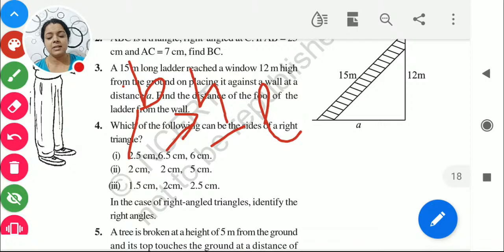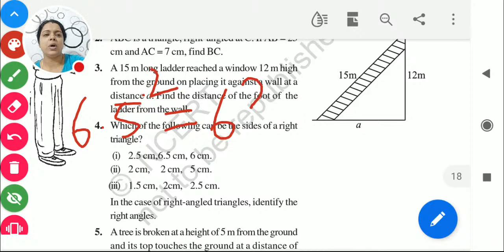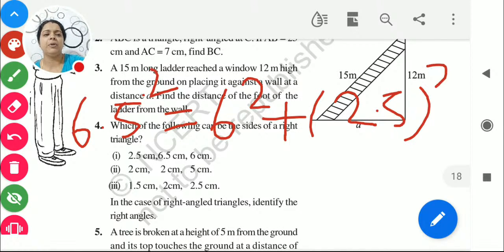So shall I give you the answer? Shall I help you out in this regard, or will you try it yourself? Because last time also we tried to do it. So here goes: 6.5 square is equal to 6 square plus 2.5 square. It is 2.5 square over here. So what we need to check? We need to check LHS and RHS.